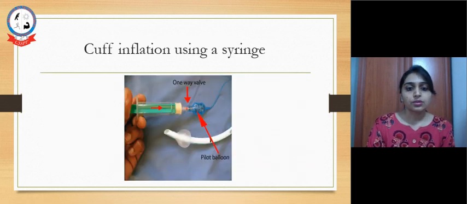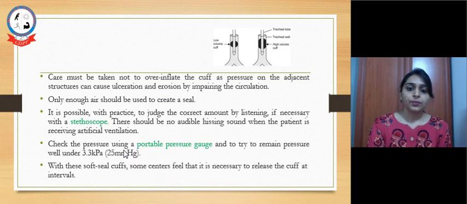Okay. And we can inflate that cuff through a syringe, and we can see the pressure in the pilot balloon. There is a one-way valve inside, and through the syringe we can insert air, and we can see whether the cuff is inflated or deflated. And as I said, care must be taken. It should not be overinflated or underinflated.